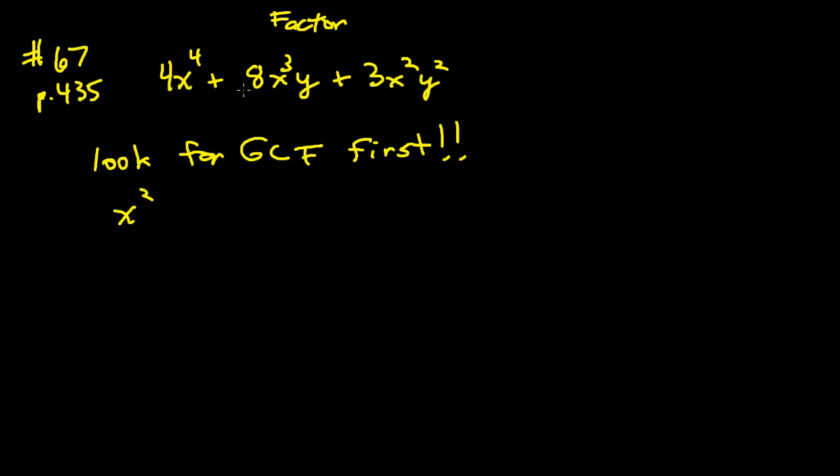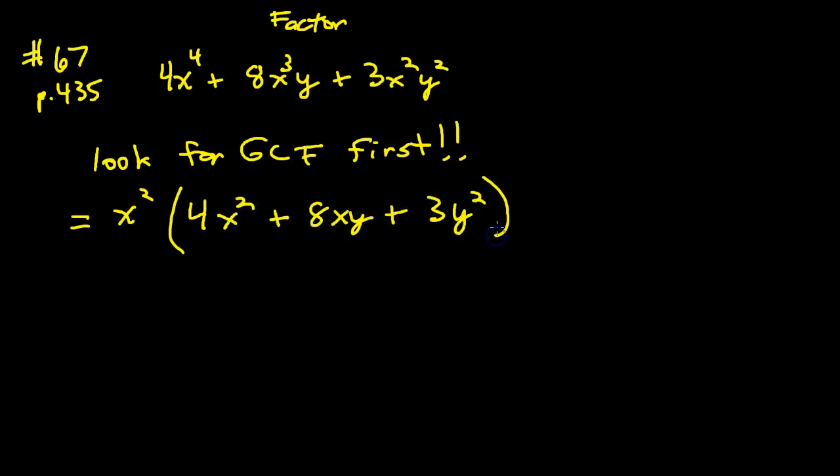And this last term doesn't have any x, I mean this first term doesn't have any y, so I can't factor out any powers of y. So the GCF here is x squared. So I can factor out an x squared, and I'll be left with 4x squared plus 8xy plus 3y squared. Okay?